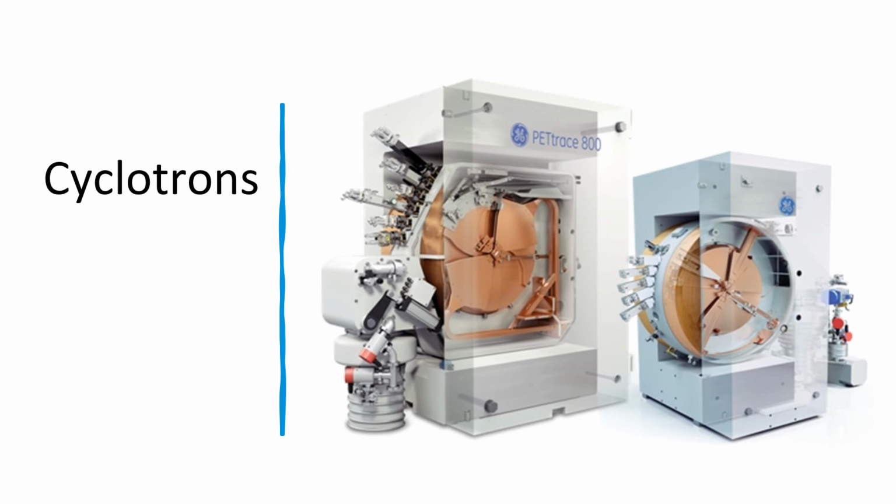So those are the two generator types. All the other PET radionuclides that are commercially available are produced in a cyclotron. And this is an image of a GE cyclotron here. And we'll talk about this a little bit in the next couple of slides. But this is showing you the insides of the cyclotron.